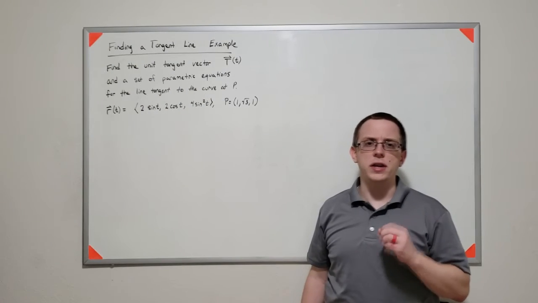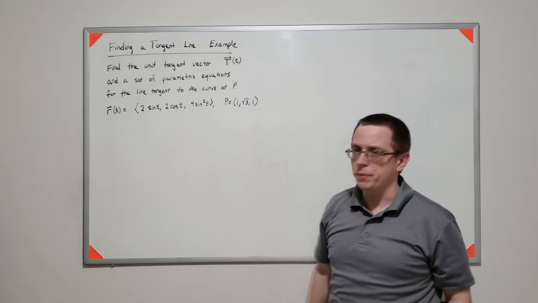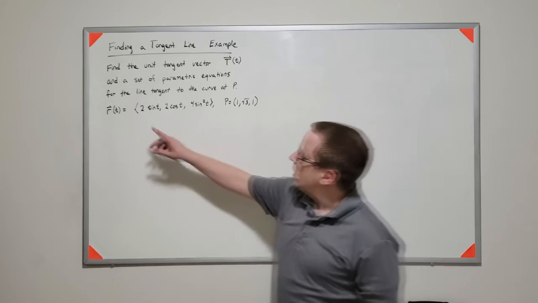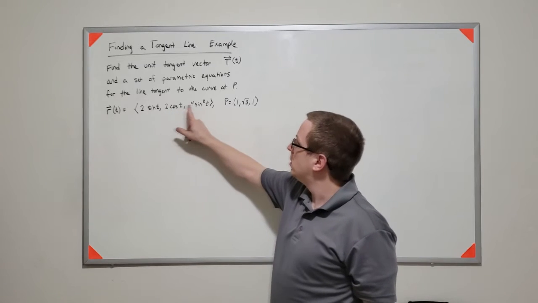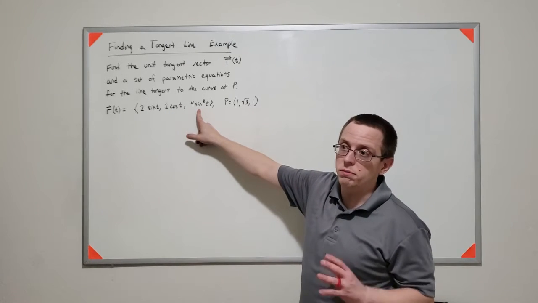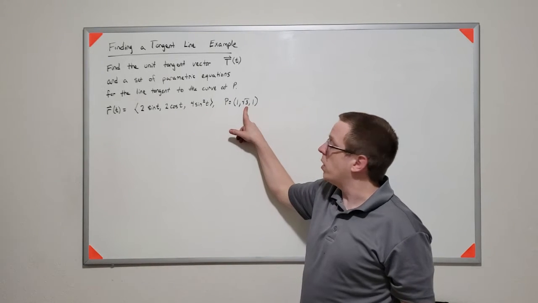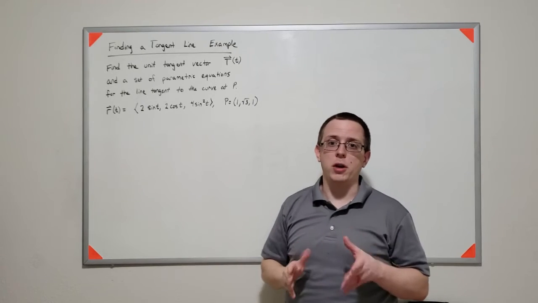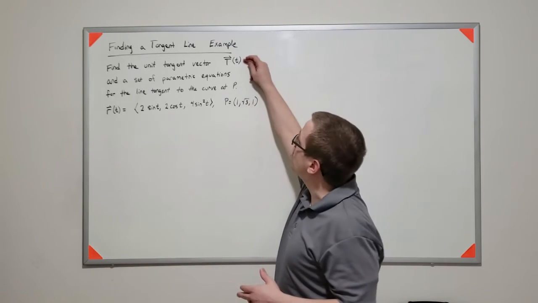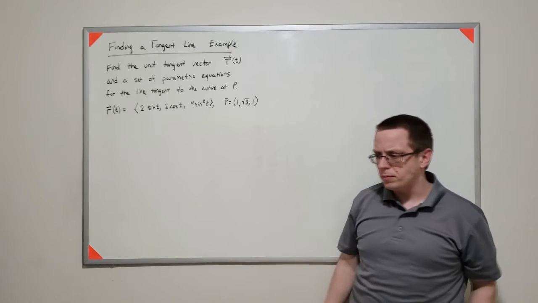Let's find the tangent line for a specific curve at a specific point. What we're given is a space curve that can be parameterized and described by this position vector. And we're given this point, (1, square root of 3, 1). We want to find a set of parametric equations that goes through them, but we also want to find the unit tangent vector T of t.